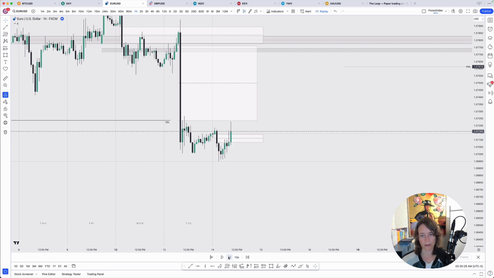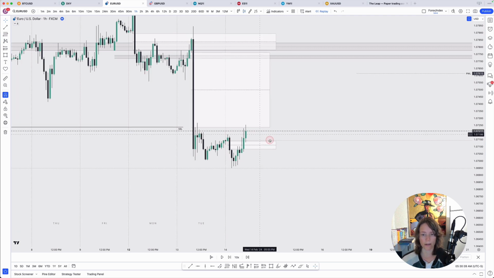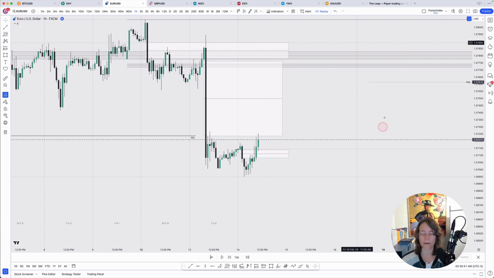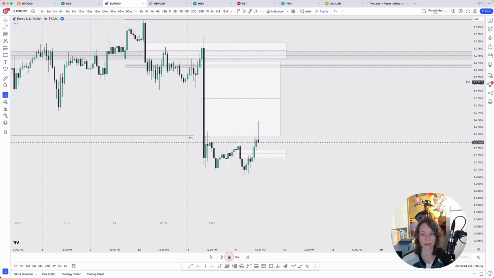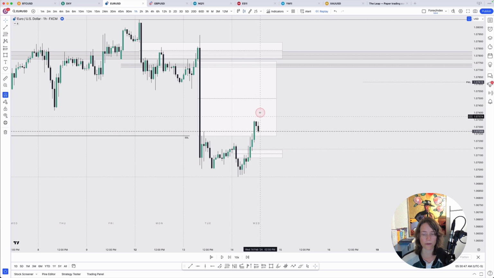Price still respecting it. And now we start to close above it, and also creating a market structure shift here with the breaker block. So this is the first sign, even though the bigger daily fair value gap wasn't violated yet. This is the first sign finally that price could reverse and start respecting bullish SIBIs again.